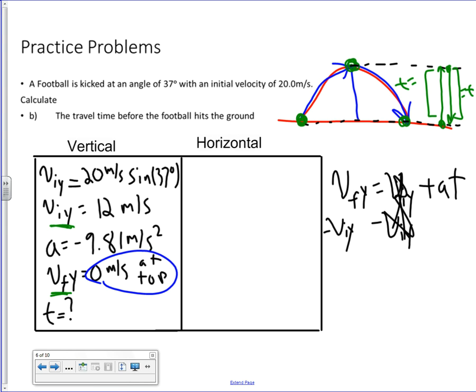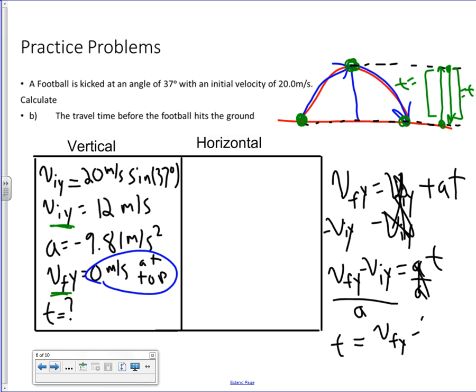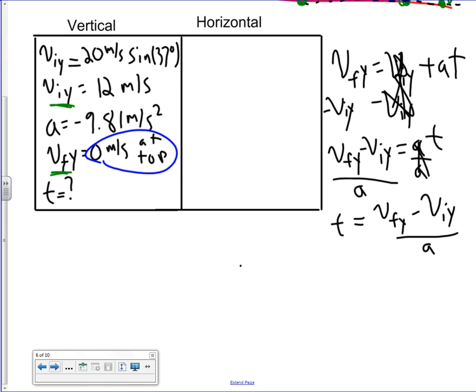Okay. We have Vfy minus Viy equals at. For time, so we divide by our a. I'm just going to put the t on the other side just because that's how I like to write it. You don't have to. Now we have this equation. Okay, so, sub in.